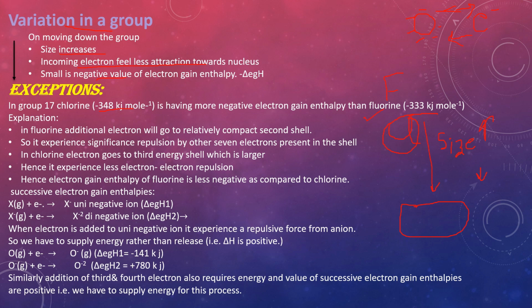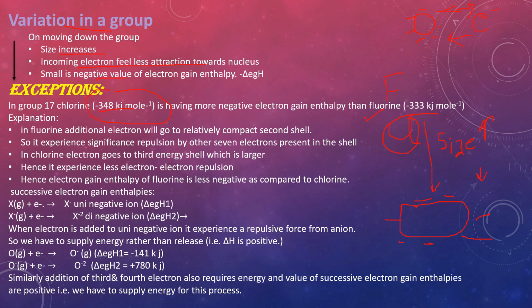On the other hand, chlorine has a bigger size and the electrons are scattered all over. The 7 electrons are scattered. So the incoming electron feels less repulsion, and hence the electron gain enthalpy value for chlorine is more than that of fluorine, that is minus 348 kilojoule per mole. This is very important in class 11th and again in class 12th.